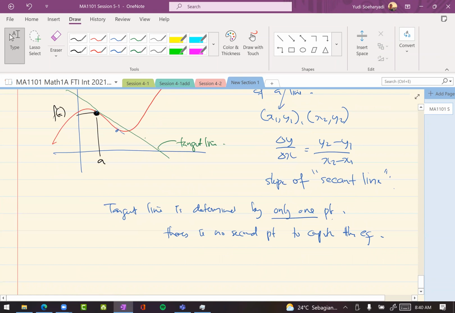While average speed means difference in position over difference in time. So again, you have two positions, two times. For a secant line, you have two points, so difference in y, difference in x. While a tangent line is only determined by one point, f of a. There's no second point. All right, so again, do the approximations.